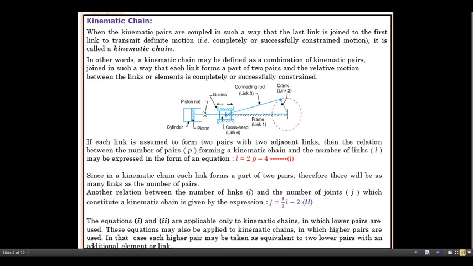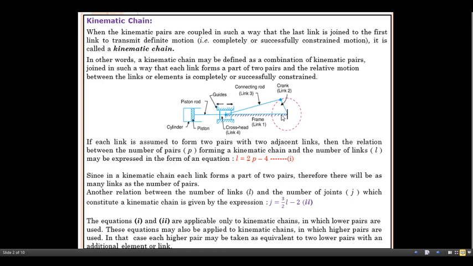Link number 4 is here the piston, and the piston with the cylinder or frame is the next pair. So every link forms a combination with the other link. So this is known as a kinematic chain.